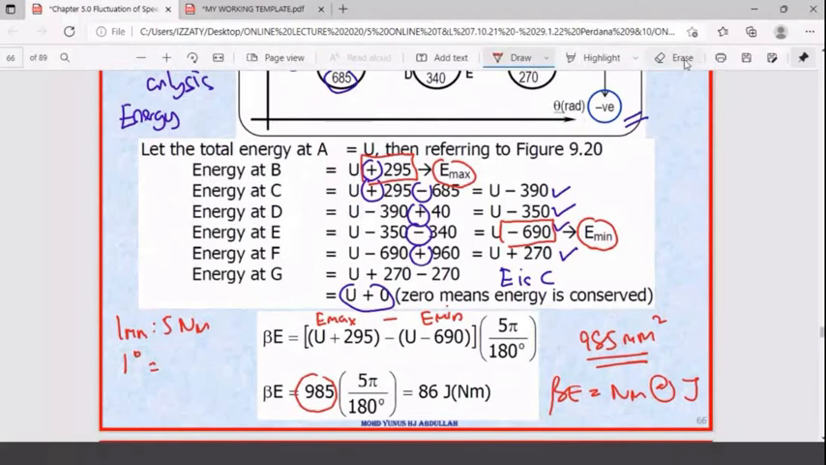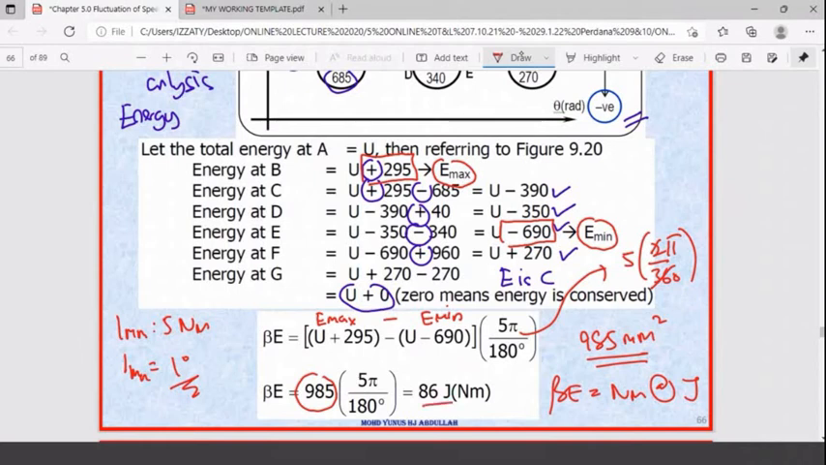So this one is 1 millimeter equal to 1 degree. Convert this one into radian, so you'll be getting this one. We have pi, sorry, it's not 5 pi, it's pi only, multiplied by 2 pi multiplied by 360. I already simplified the equation. So this one cancels, and you'll be getting 86 joules. An equation.